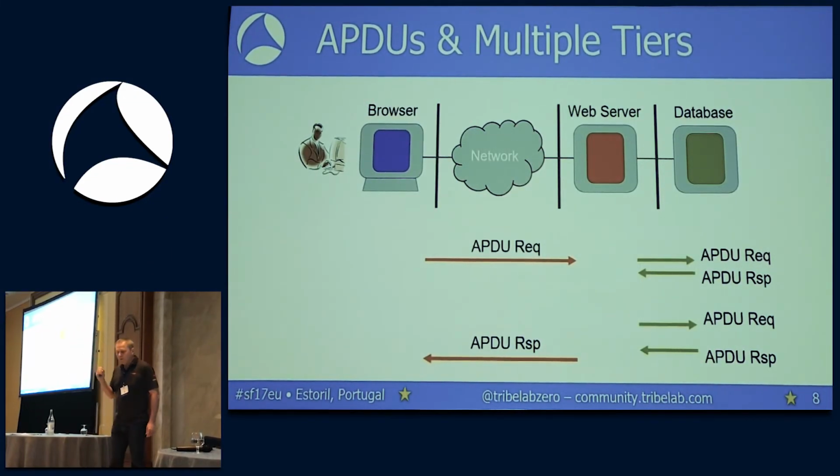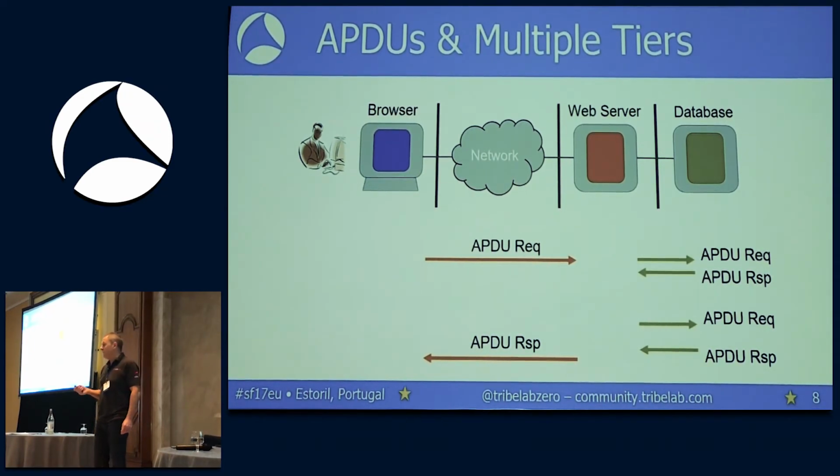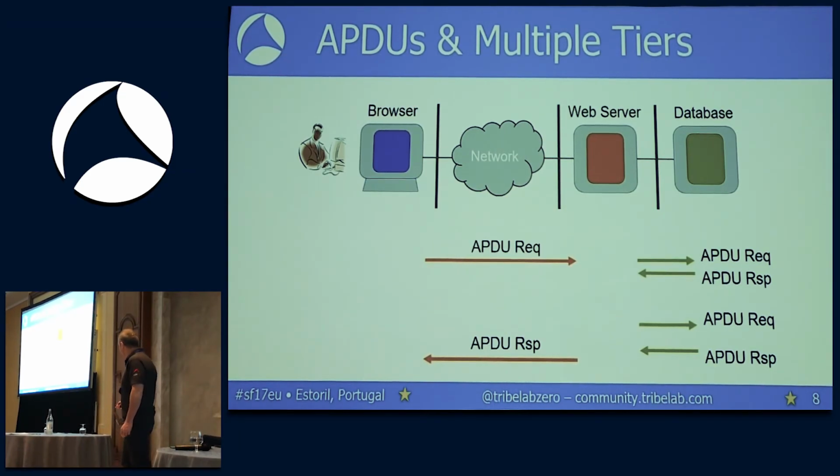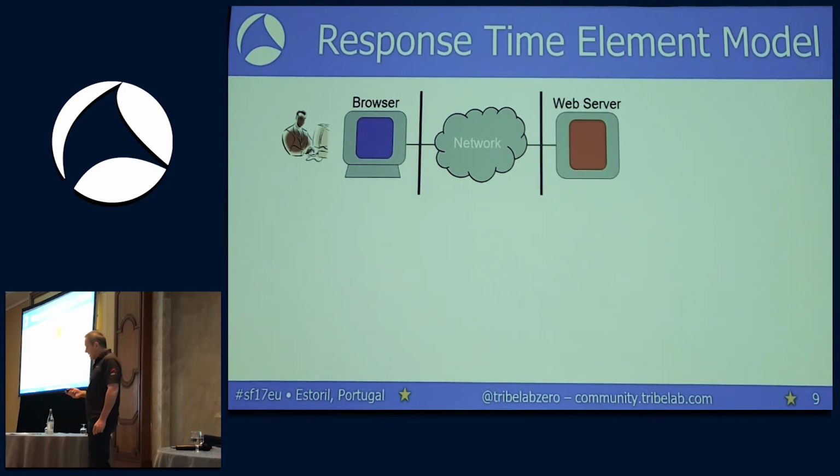So, of course, if I make a request to a web server, it may require one or more requests to a back-end server. So here I'm just showing a simple example. We've got one request going to the web server, which results in two requests to the database. Nothing too complicated, fairly straightforward. So let's dig into this a bit further.